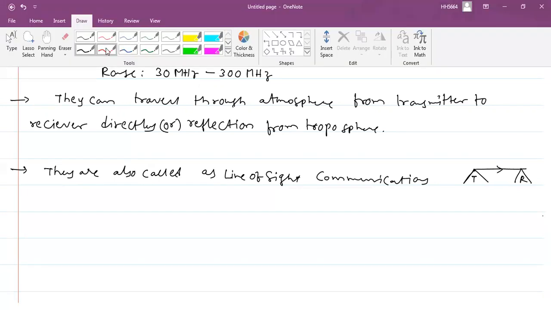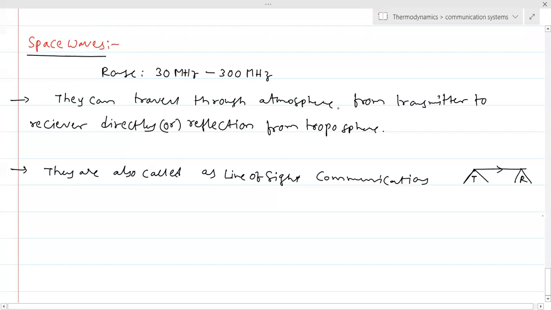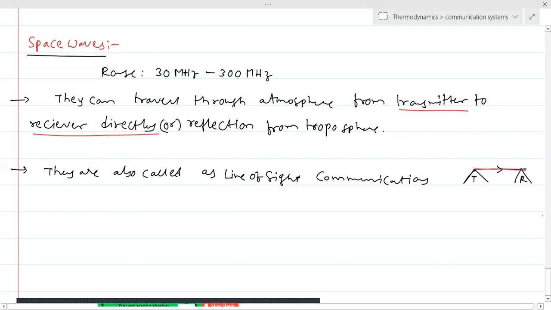ఇక్కడ మనం తీసుకున్నాం ఏమని అంటే they can travel through atmosphere from transmitter to receiver directly. So directly they can transfer from transmitter to receiver. So this line is called line of sight. అంటే మనం చూసేటువంటి లైన్, మన కంటి చూపు ఉండేటువంటి లైన్. సో దట్ ఈస్ లైన్ ఆఫ్ సైట్. అంటే ఇలా స్ట్రైట్ లైన్ డైరెక్షన్ లో వెళ్తున్నాయి కాబట్టి వీటిని లైన్ ఆఫ్ సైట్ అంటారు.